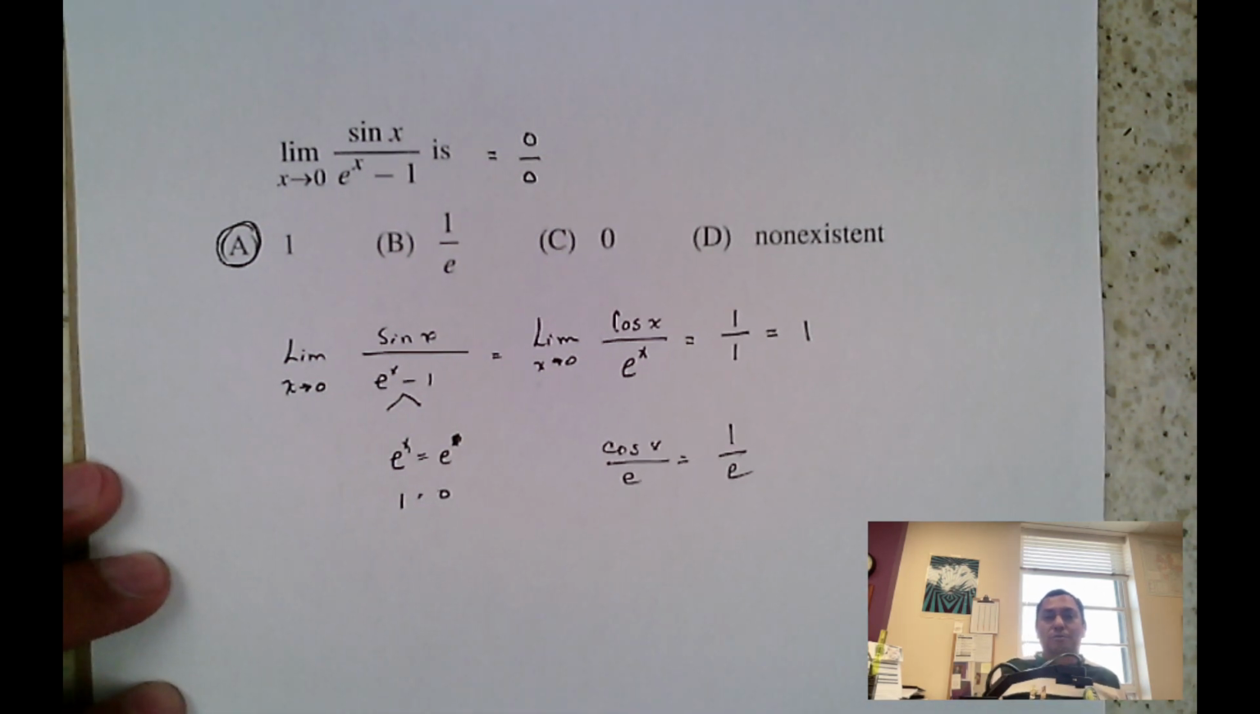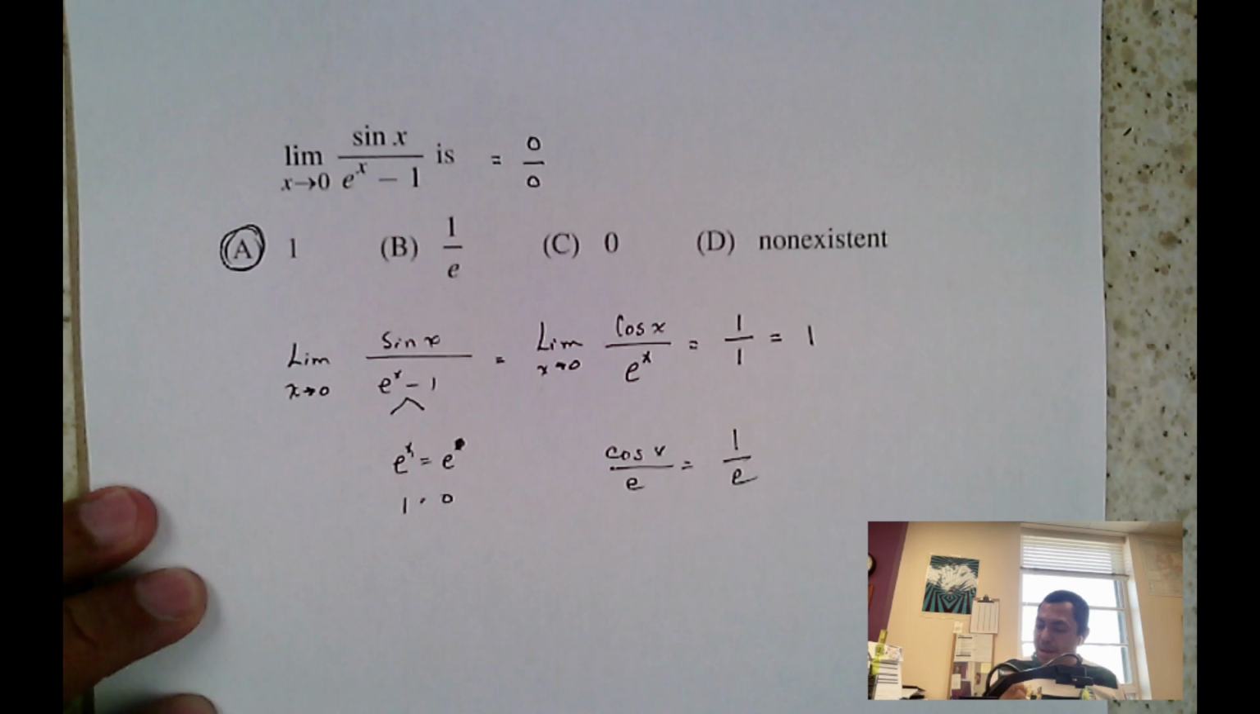So that's the way you're going to solve it. You need to be very sure. You need to be ready for this test. You need to practice a lot this kind of problem.